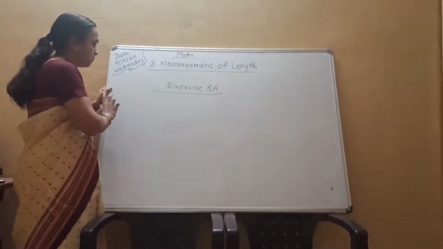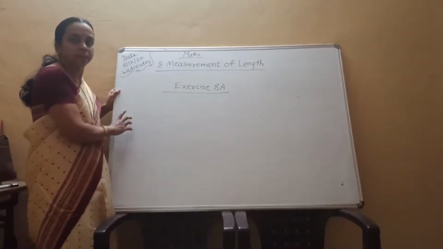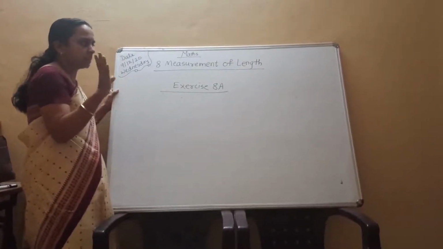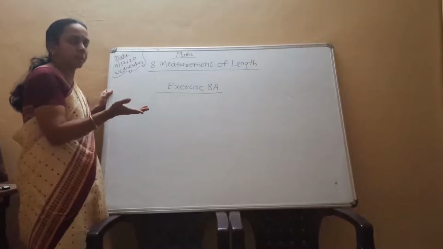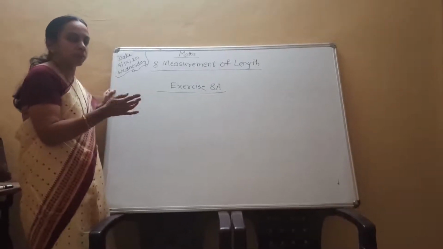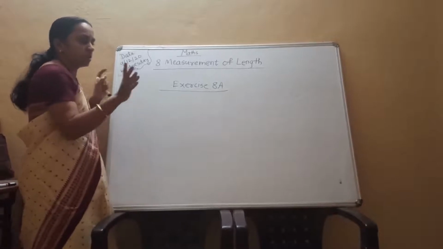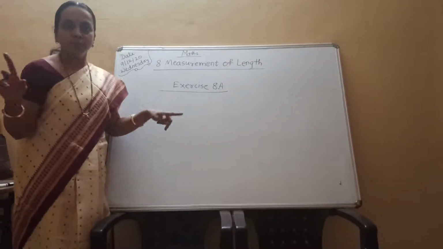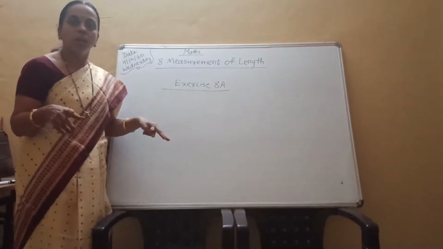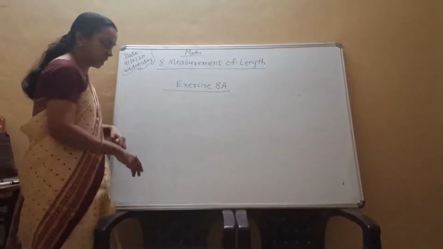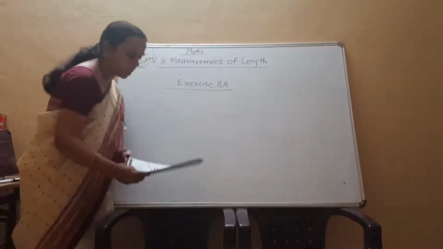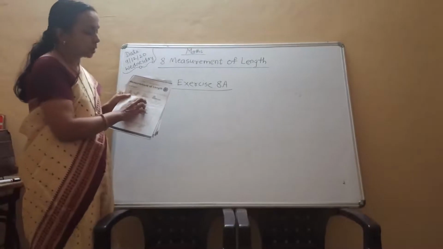Our blackboard's length is 7. Your hands are very small, so your answer may be different from this. By using this hand span, you can measure your house room, your bedroom, your hall. Now the third figure is of your foot.